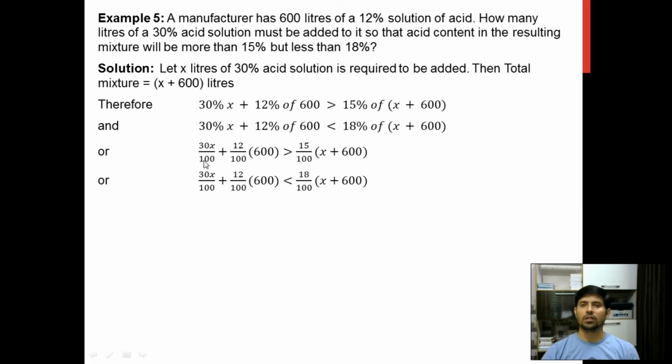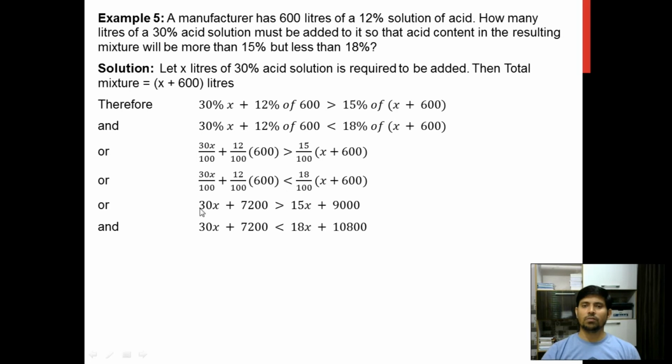Now solve the first one. You can see 100 is on both sides, so we can cancel 100 on both sides, and on simplification this is 30x plus 12 sixes are 72, this will be 7200. This is greater than 15x plus 15 into 600, this is 9000. Similarly for the second inequality, 30x plus 7200 is less than 18x plus 10800.